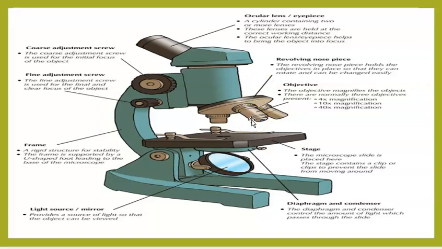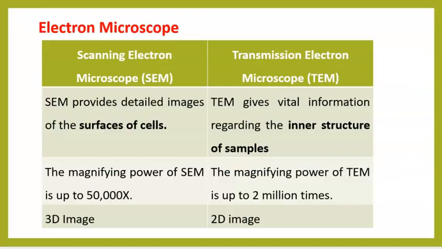We've already discussed the major portions of the light microscope. Quickly going into the electron microscope. Now the electron microscope is of two types: scanning electron microscope and transmission electron microscope. These are the types which will be asked in the exam.